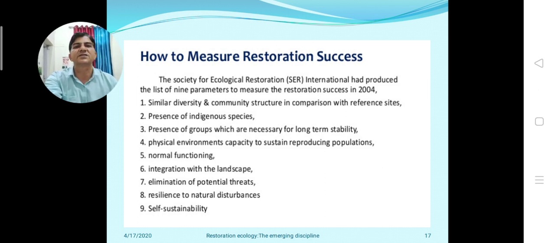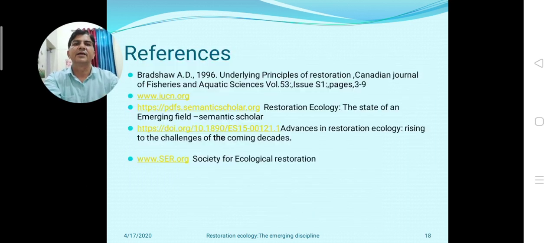And self-sustainability. The ecosystem is always self-sustainable. It has biotic as well as abiotic components, and it is self-sustaining. So if you fulfill these nine parameters, that means your ecosystem, habitat or community has been successfully recovered. So these are the references, you can go with these references.